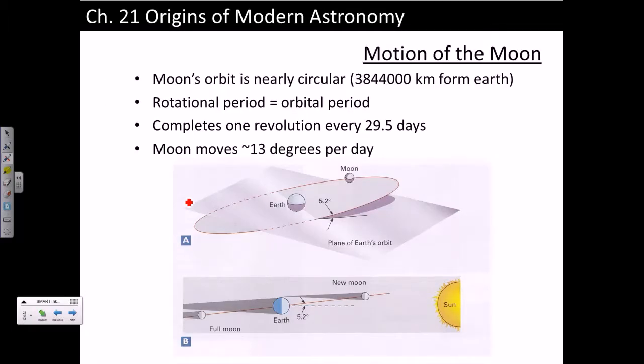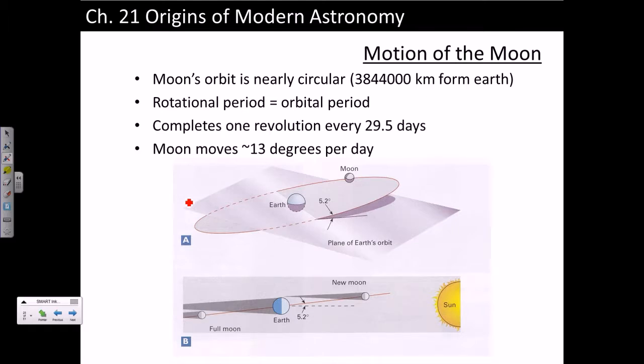Okay, the Moon moves around the Earth. It's only at 384,000 kilometers from the Earth, so not even one astronomical unit, right? Very small. It has a nearly circular orbit around the Earth, and it has a rotational period that is equal to its orbital period. That's a little confusing.